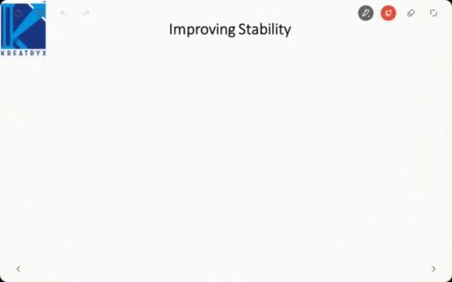Now how to improve steady state stability? First of all, what is meant by improving the steady state stability? It means we have to increase the steady state stability limit, or Pmax. If you increase Pmax, it will be termed as improving the stability, because the system will be unstable if power exceeds Pmax. If Pmax itself is very high, then the chances of unstable operation are very low. So you have to increase Pmax in order to improve the stability of the system.